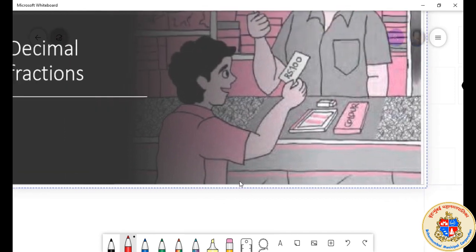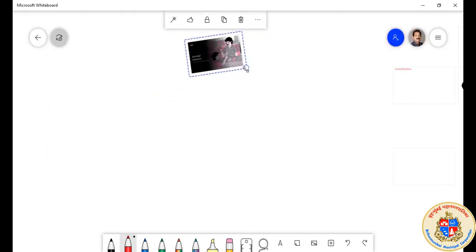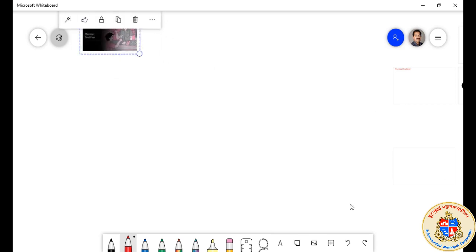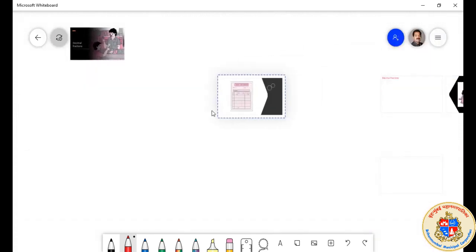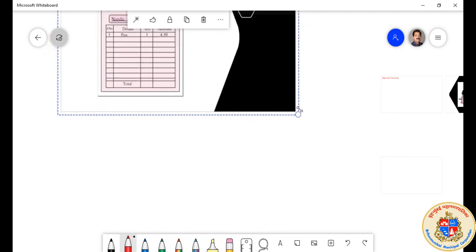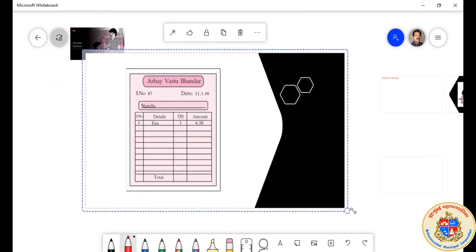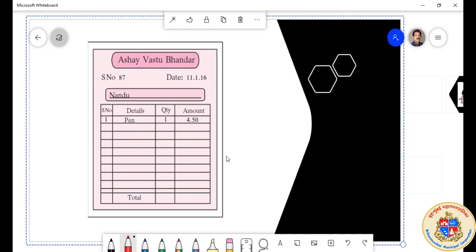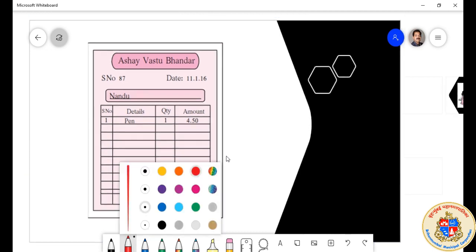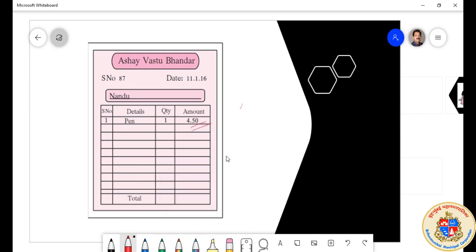Now, as far as this boy is concerned, he is bothered about giving change to the shopkeeper. In certain situations we will have bills like this, which we have to deal with. Inside the bill we can see amounts like a pen costing 4 rupees 50 paise, and it will be written as 4.5. Again a decimal. That means it is in decimal format.